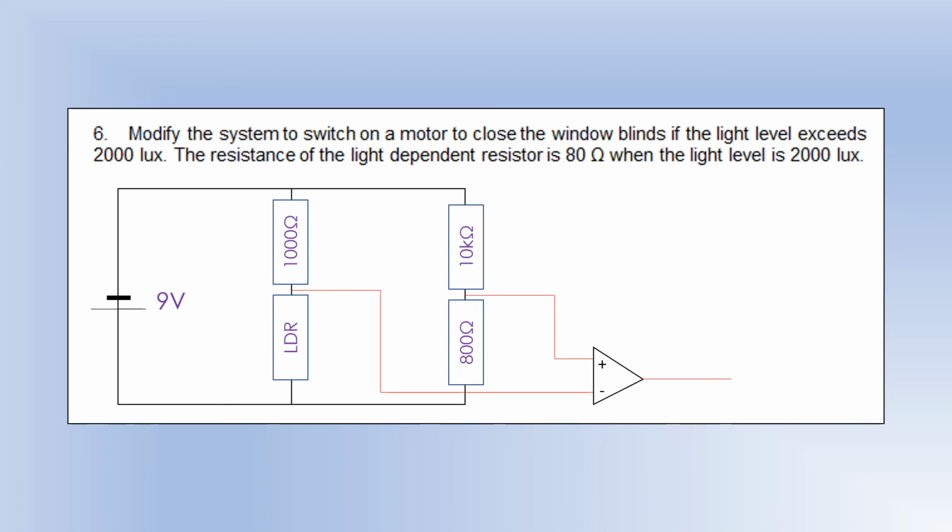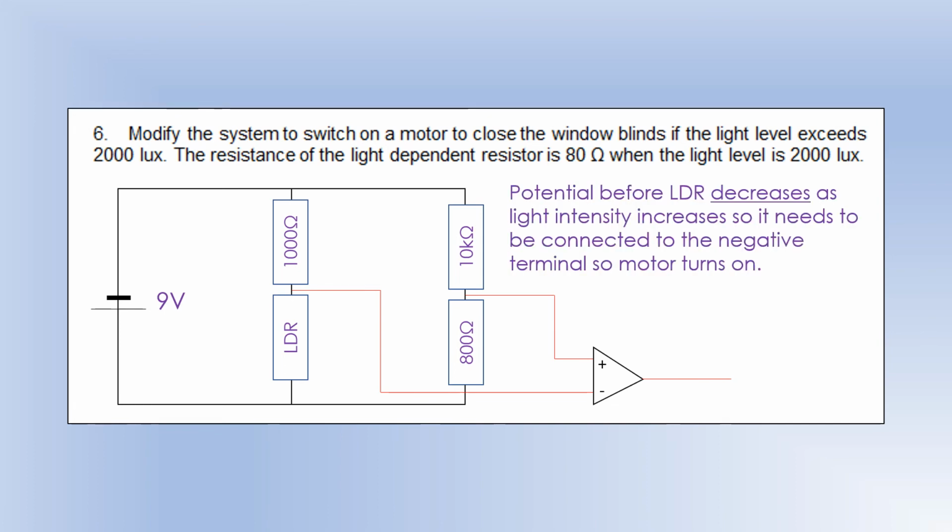And then this time you'll notice I've connected what we had as A in the previous diagram, the potential above the LDR, to the negative terminal and the other one to the positive terminal. So I've actually reversed the connections. The reason we do that is because the potential above the LDR is going to decrease as it gets brighter, because its resistance gets smaller. So we need that one connected to the negative terminal so that when we do the positive minus the negative, we still get a positive number, and therefore in this case the motor turns on.